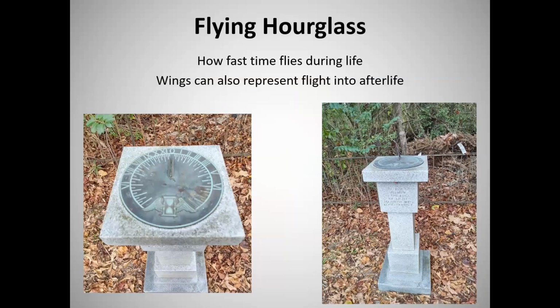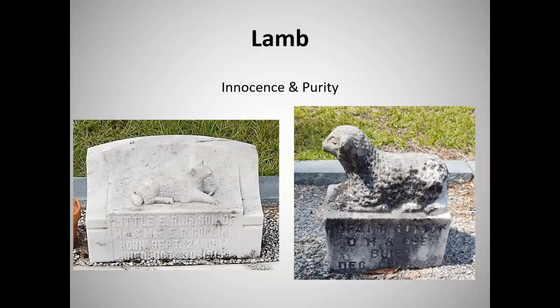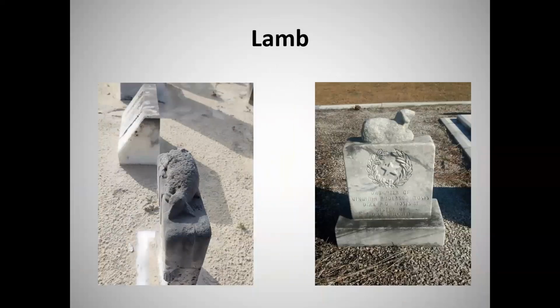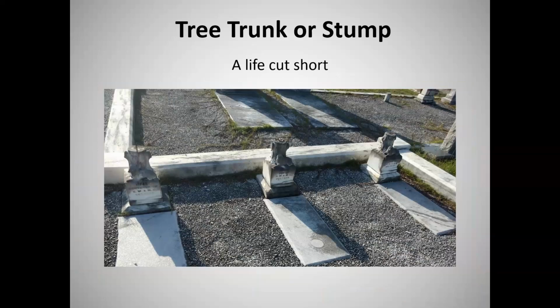A flying hourglass represents how fast time flies during life, and the wings can also represent flight into the afterlife. A lamb represents innocence and purity, usually on a child's grave. They can take many different forms. Sometimes they're laying, sometimes their head is held up. A tree trunk or a stump represents a life cut short. And in this case, all three of these are infants, and there's also a lamb on each.